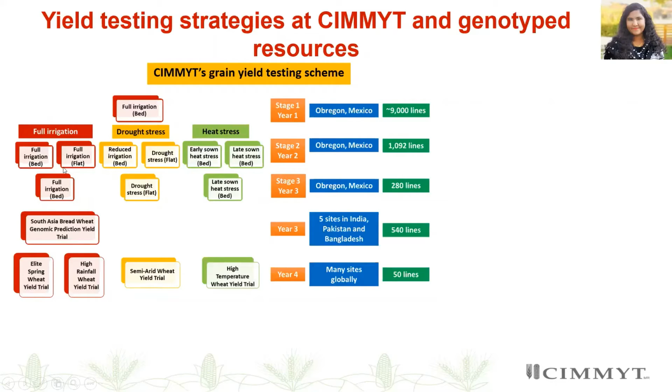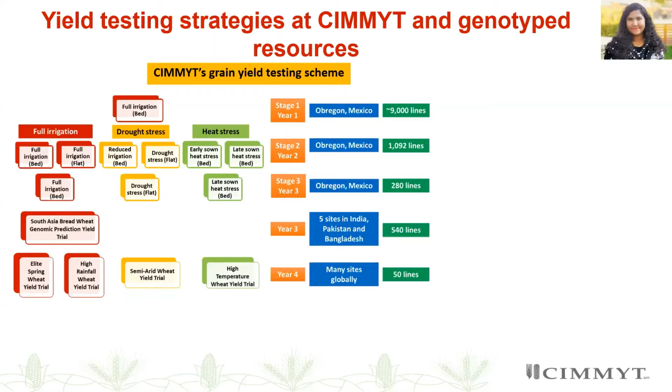of yield testing in Obregon, under 3 different environments: the full irrigation bed planting, the drought stress flat planting with drip irrigation, and the late zone heat stress with bed planting. Simultaneously, in parallel, a set of about 540 lines are sent to 5 different sites in India, Pakistan, and Bangladesh as part of the USAID project, known as the South Asia Bread Wheat Genomic Prediction Yield Trials. They are also evaluated under a flat planting system in these locations.